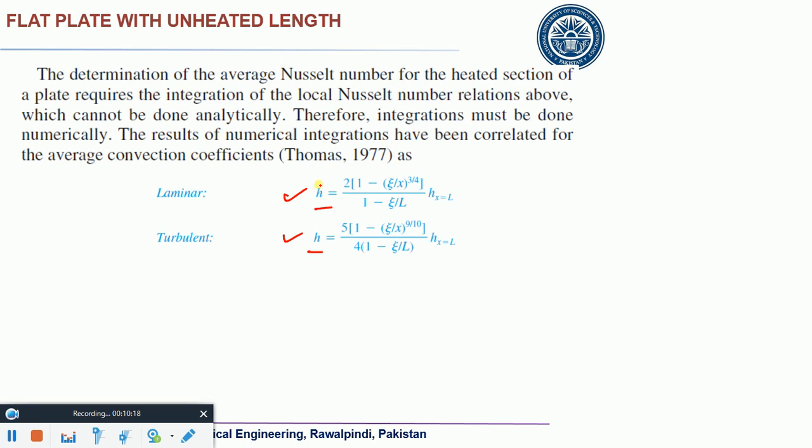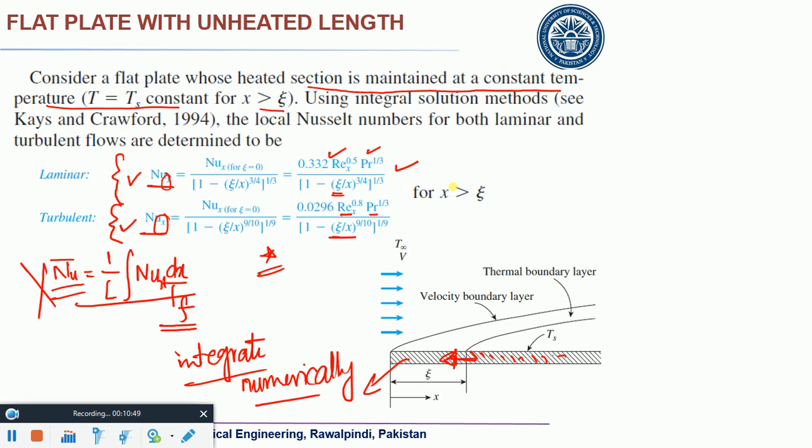But anyways, in that case, the average convection coefficient for laminar flow is h bar equals h at x equals L times a factor: 1 minus (zeta over L) raised to power 3/4, all raised to power 2/3. It means you multiply this term with the value of h at x equals L. Now the point is how you can compute this one. This can be computed from these relationships.